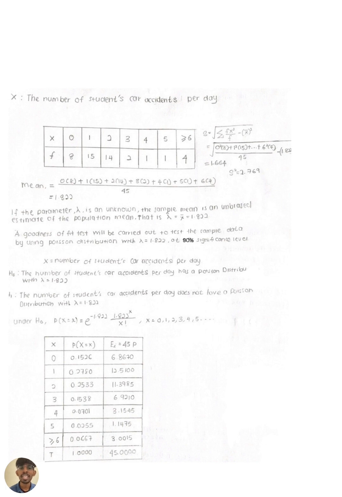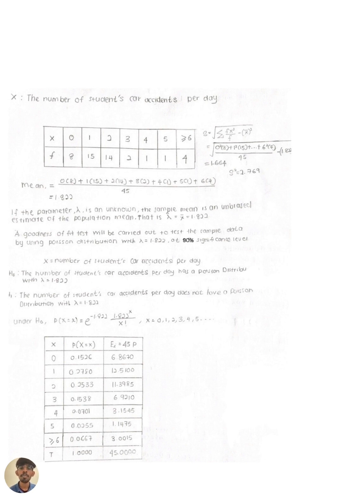As I denoted X as the number of students' car accidents per day, H naught is that the number of students' car accidents per day has a Poisson distribution with lambda equals 1.822, while H1, the alternative hypothesis, is that the number of students' car accidents per day does not have a Poisson distribution with lambda equals 1.822. We assume under H naught it follows the Poisson distribution with lambda equals 1.822.